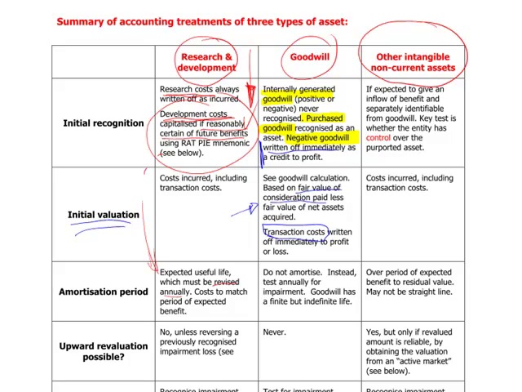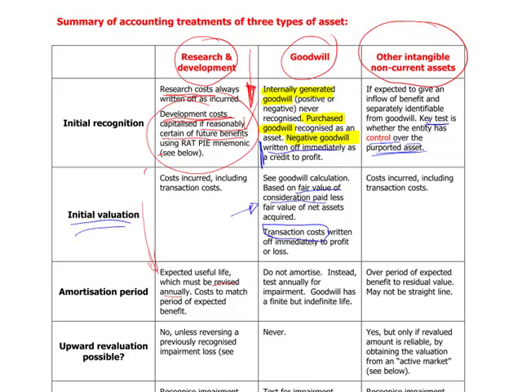What do we have here? Any other intangible non-current asset except for goodwill and research and development. So you can have here a patent, for instance. But the key element or key test to look at is control. Do we have control over that particular asset? Because sometimes it's quite challenging.